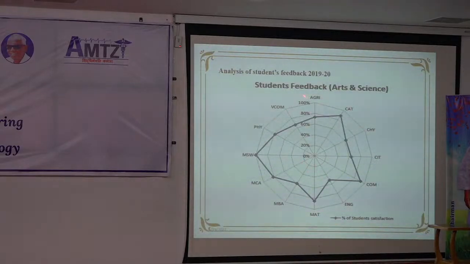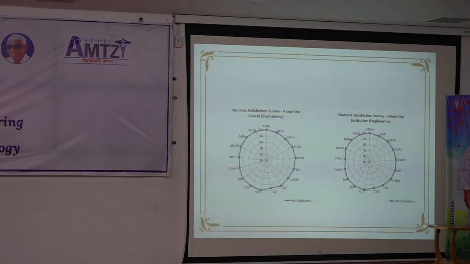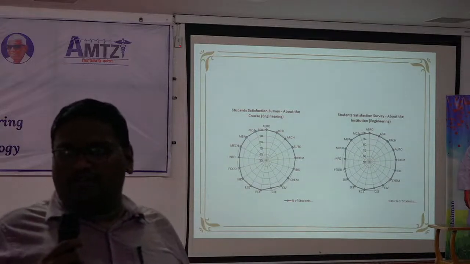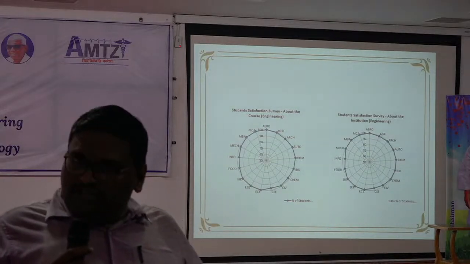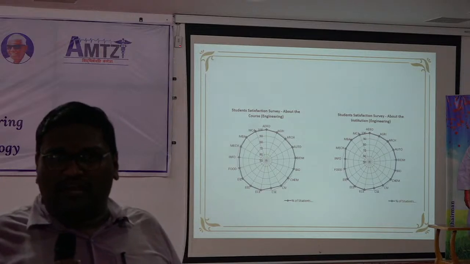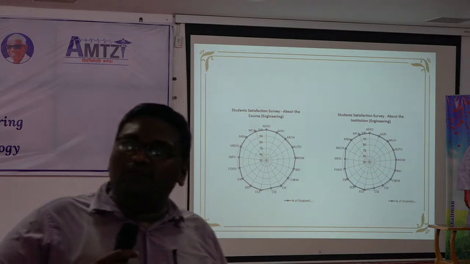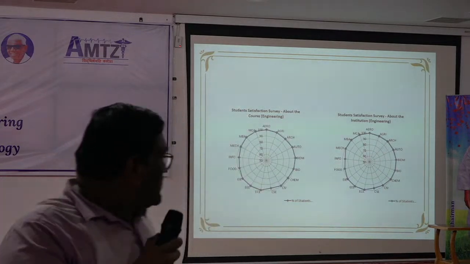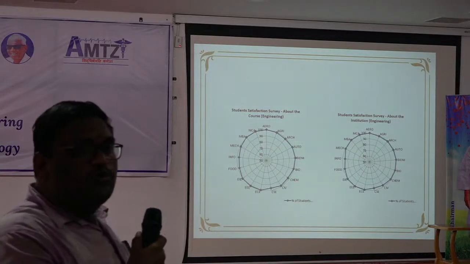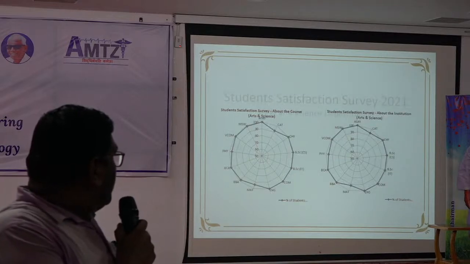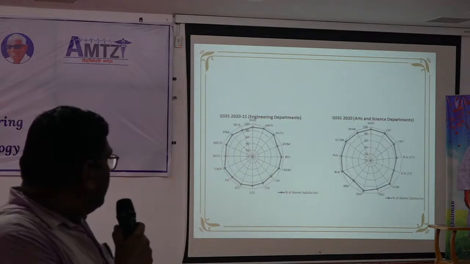This is another one for the arts and science, how the percentage varies department wise. Then this is the student satisfaction survey, which we take every year, to see how happy the students are in their studies. Okay, it is for the existing students, not for the alumni or passed out students, and it covers all major aspects. This is some example analysis, how the graph will be. Almost 100% of the students are satisfied. This is for the year 2021, arts and engineering.